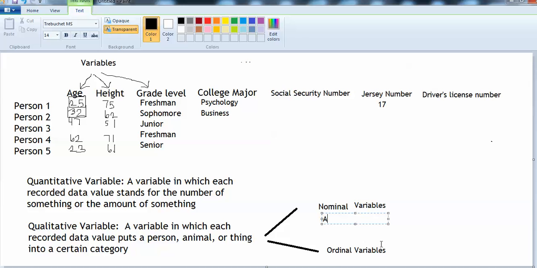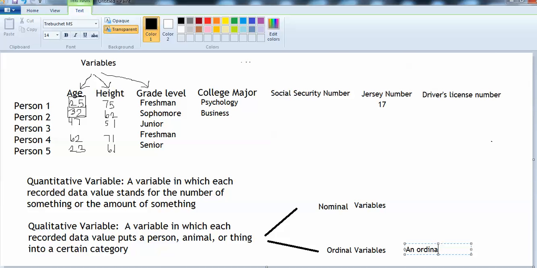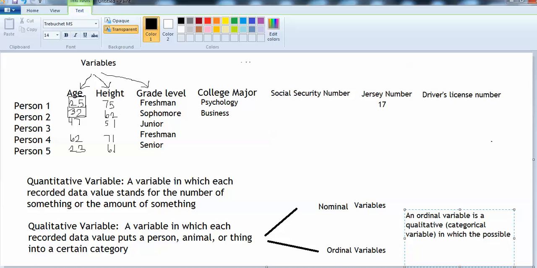Well, first let's define an ordinal variable. An ordinal variable is a qualitative or categorical variable in which the possible categories follow an order from lowest to highest, meaning they follow a hierarchy from lowest to highest.